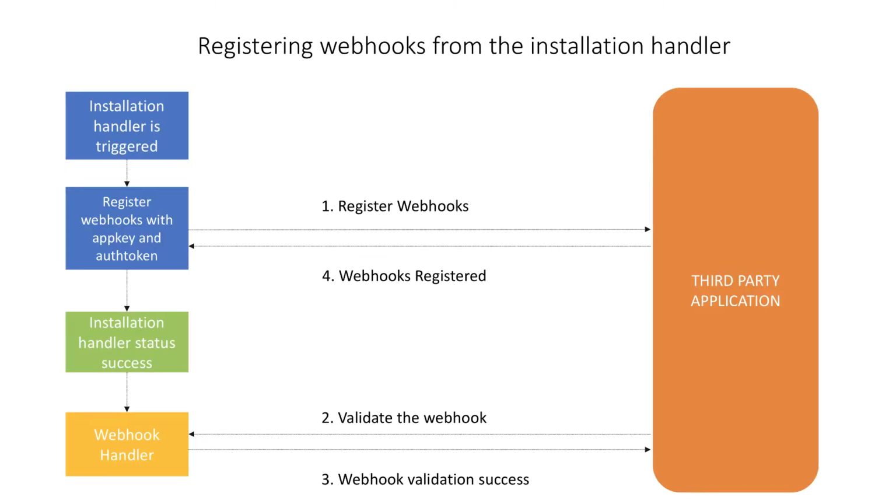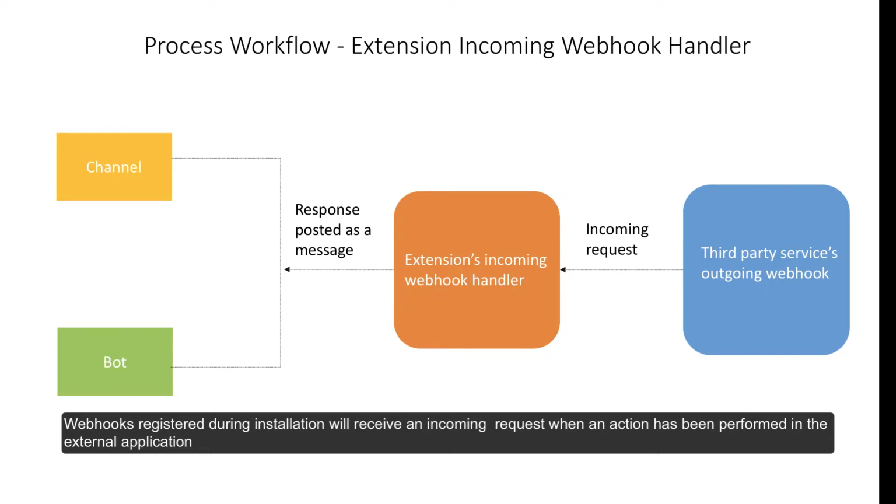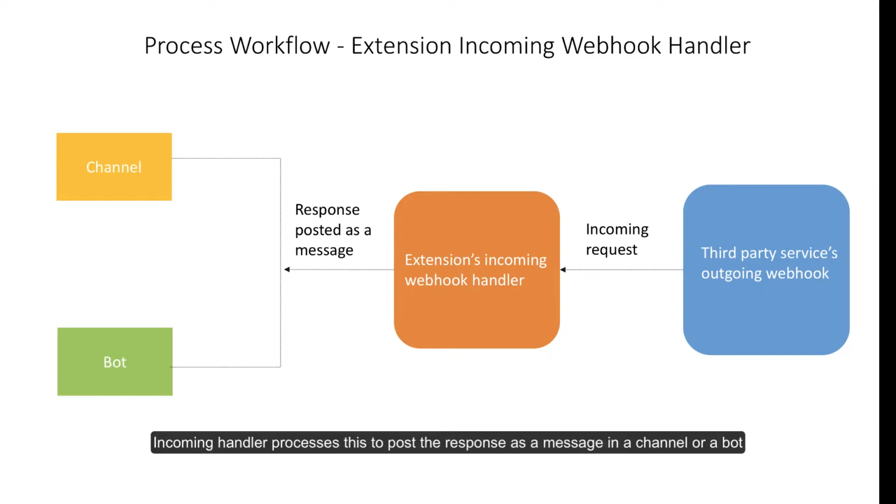This flowchart demonstrates how the installation handler can be triggered to register webhooks in other applications. The handler is triggered to send a request to register the webhook in an application. The webhook URL or the target URL is validated, based on which the handler returns a response. If this response is a success, then the webhooks are registered in the third-party application successfully. The webhooks registered during installation will receive an incoming request when any action has been performed in the external application. The incoming handler then processes this to post the response as a message in a channel or a bot.